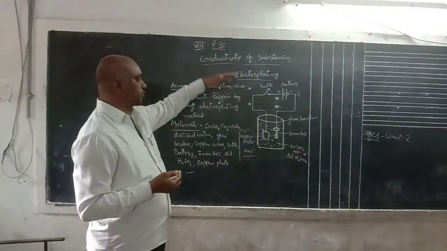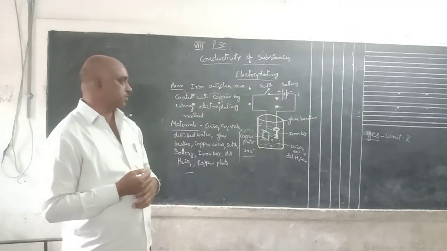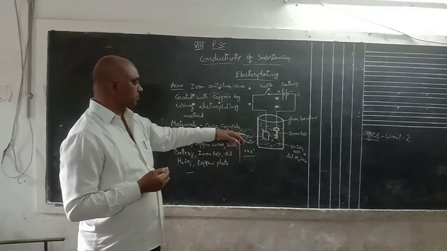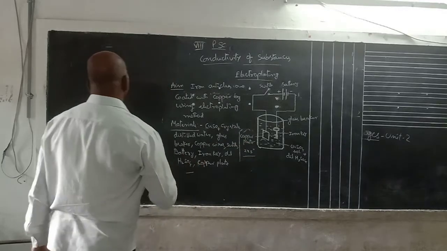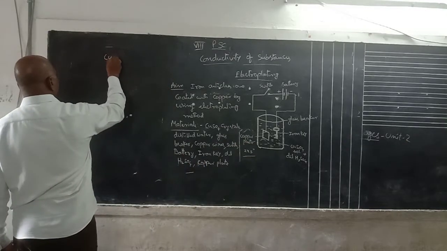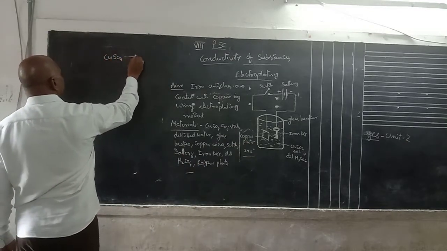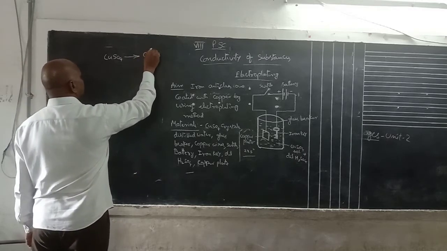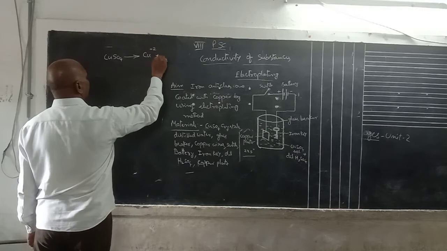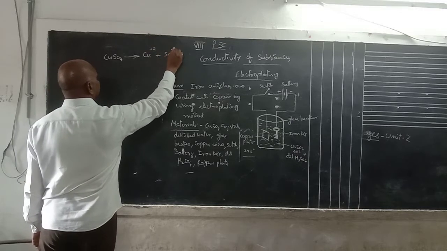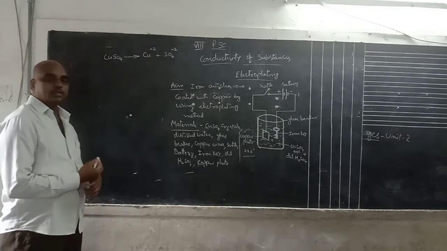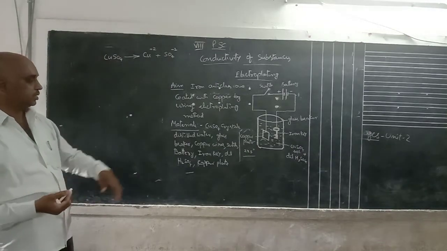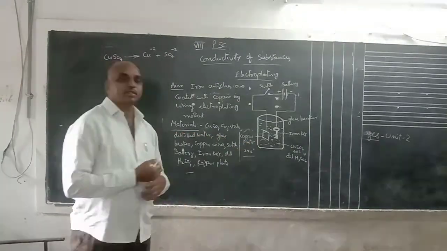If you press the switch, immediately current is passed. Current is passed and the chemical reaction starts. What is the chemical reaction that starts? This copper sulfate, when current is passing through, is divided into copper and sulfate ions. Copper and sulfate ions. What is the need of adding this dilute sulfuric acid?